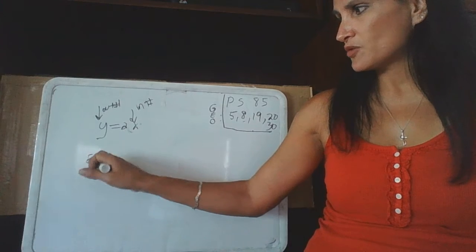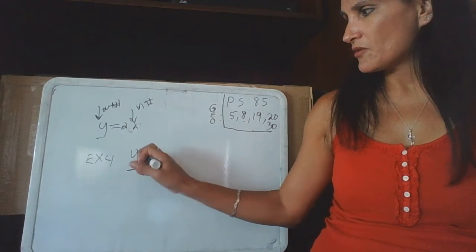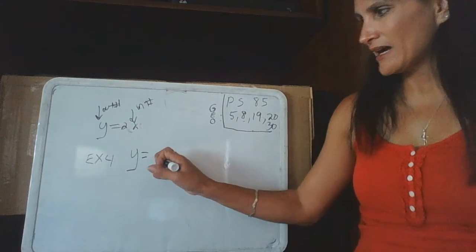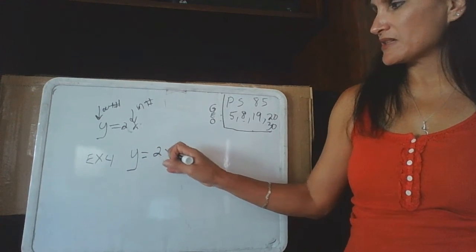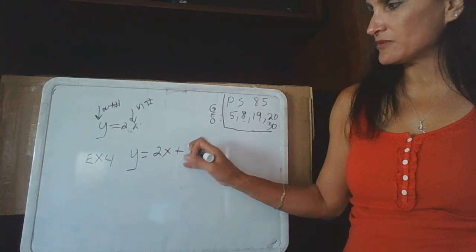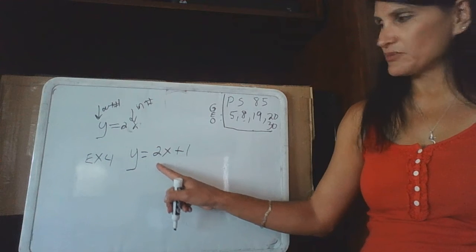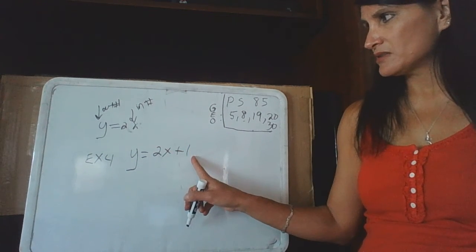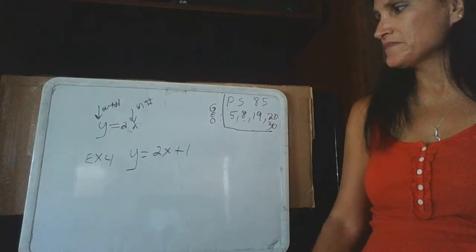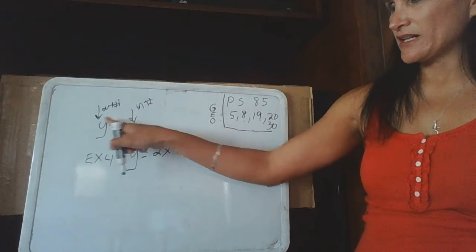Okay, example 4 says the rule or the function would be the out number y equals 2 times the in number and then add 1. So you know how I've been giving you the rules of these? And this is the rule. It would be 2 times x plus 1 gives you the answer, okay? Remember, x represents the in number, and y is the out number.